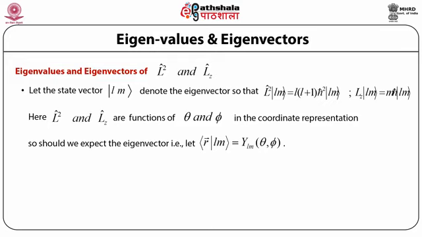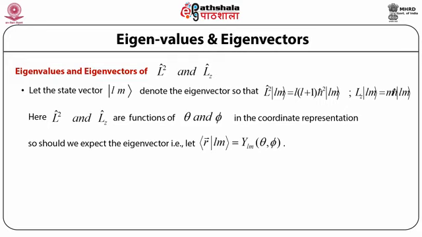Similarly, operator Lz, that is the z component of the orbital angular momentum operator, acting on the state vector |l m⟩ returns the value mħ times the ket vector |l m⟩. Here Lz is the operator, ket vector |l m⟩ is the state vector, mħ is the corresponding eigenvalue, and m is the magnetic orbital angular momentum number.